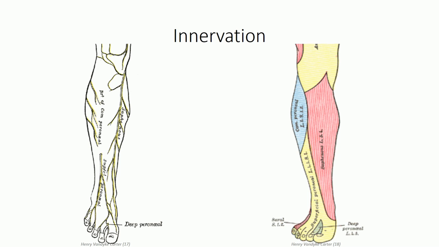This would therefore involve weakness to the muscles of eversion, but more distinctively, we would also anticipate sensory loss over a large portion of the anterolateral leg and dorsum of the foot. With anterior compartment syndrome, the superficial fibular nerve would be spared. Only the small region of skin between the great and second toe, supplied by the deep fibular nerve, would be affected.